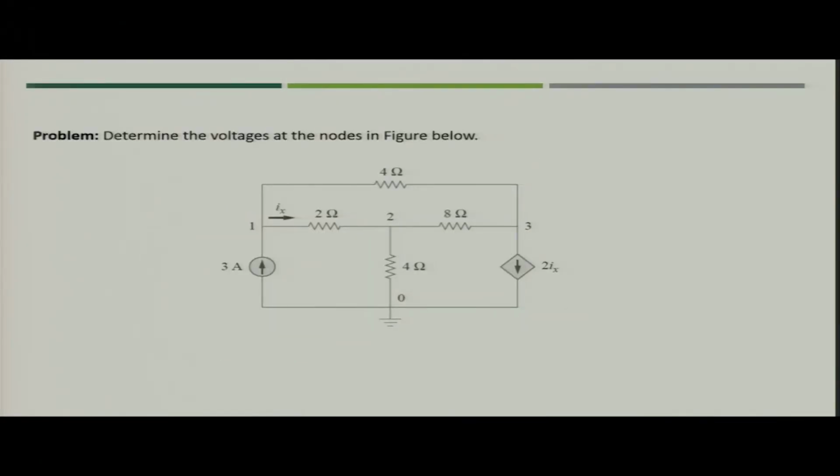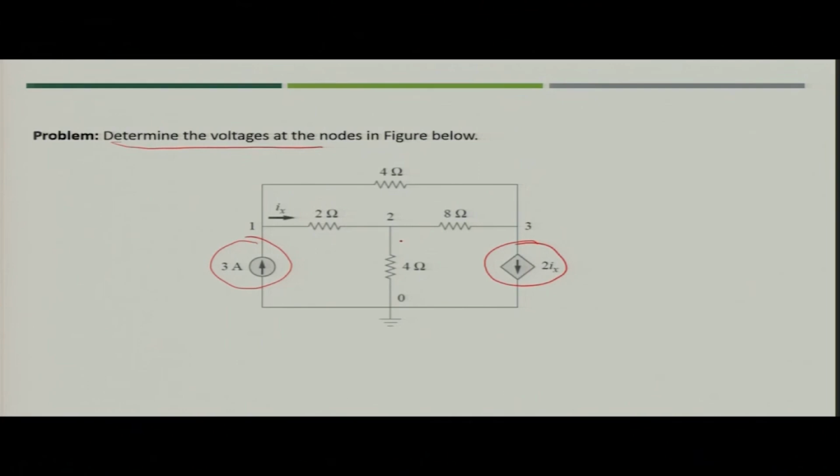Now, let us take another example. In this case, the node voltage needs to be determined, but here the sources are, one an independent current source and the second a dependent current source. So, in this case, when you have dependent and independent current sources, how will you solve the circuit? You will follow the same procedure that we did in the previous example.